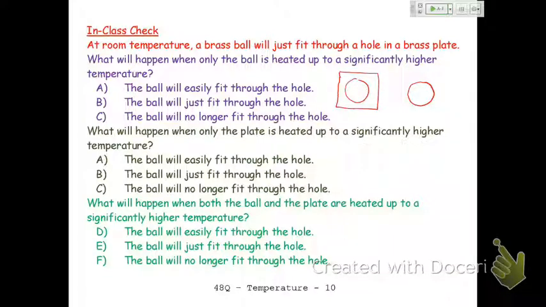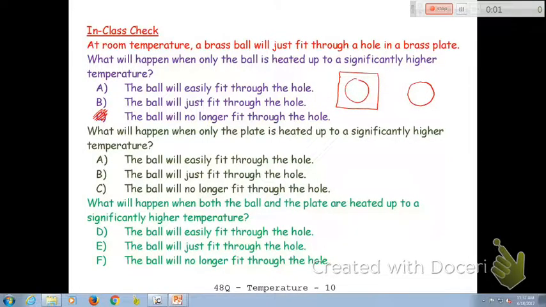So what will happen? The ball will easily fit through the hole, whereas before it only just fit through the hole. The ball will just fit through the hole, or the ball will no longer fit through the hole. What do you think? No longer. It expands, so it no longer fits through. What will happen when only the plate is heated up to a significantly higher temperature? So this is interesting. Does it expand both ways? I want you to use your gut intuition and answer that question.